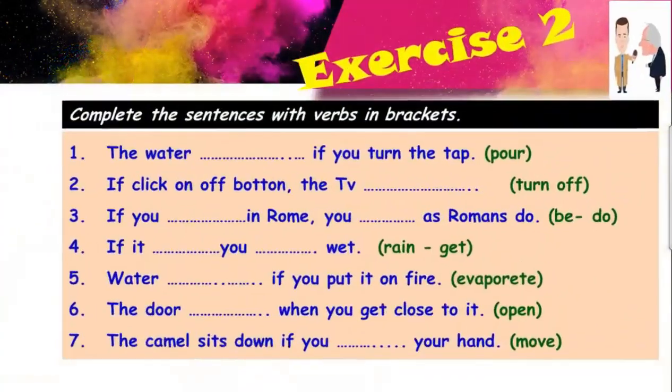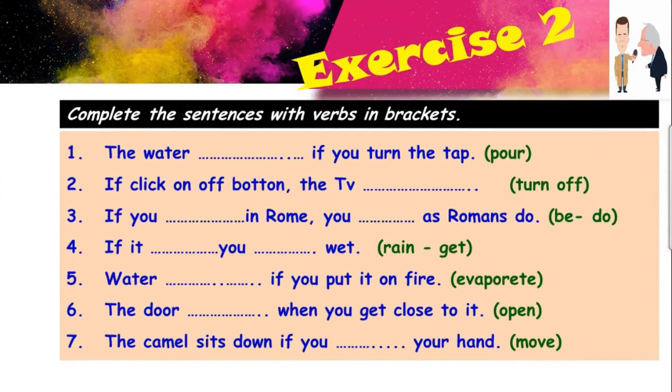Now let's do exercise number 2. In this exercise, we've got to complete the sentences with verbs in brackets. For example, in number 1, we have the water if you turn the tap, and the verb here is pour. So what I'm going to do is, the water pours if you turn the tap. You can go on, stop the video, and finish the others.